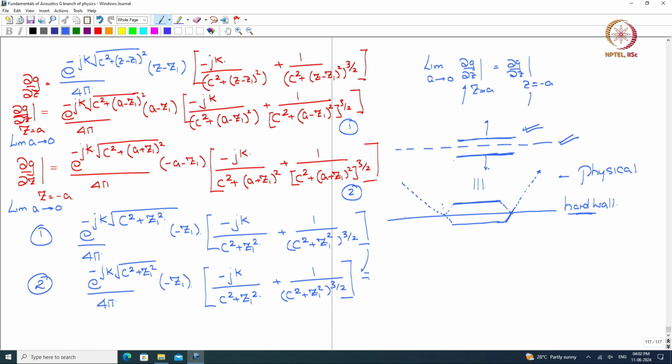So if we go back to the Kirchhoff-Helmholtz integral equation, and what is this? Because they are symmetric about this, if this generates positive pressure, this will also generate positive pressure.